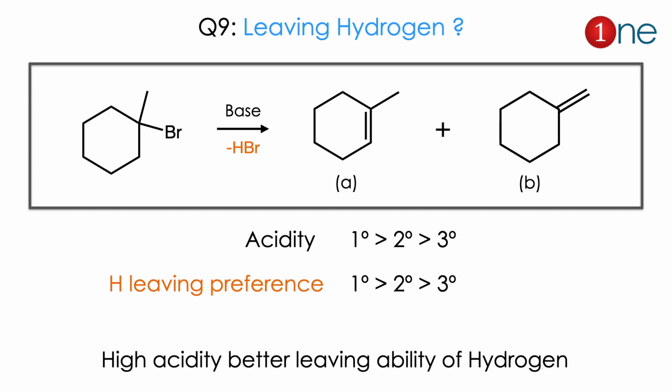Here I have given a simple one, which hydrogen is leaving. Which hydrogen will leave? Here I have given a cyclohexane system where bromine and a methyl group are attached. If you use the base, which elimination will happen, A or B? Here we very well know that acidity will decide. So primary will be better than secondary, then tertiary. So the leaving proton gives preference to the primary one. So an exo kind of double bond will be formed here.